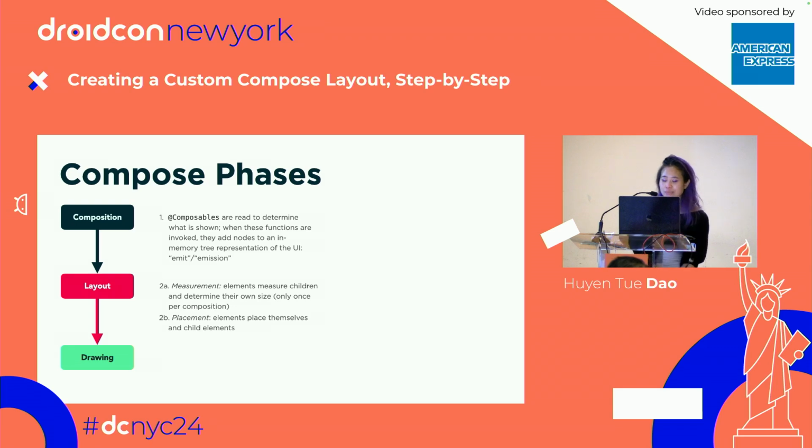Okay, after we've got them measured, now we can place them, and then elements place their children, rather, and end up on the screen somewhere. And then drawing happens, where all this gets drawn into pixels of the screen. We're not really going to worry about that too much.